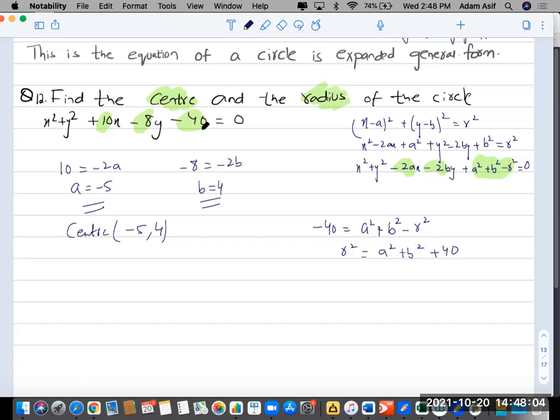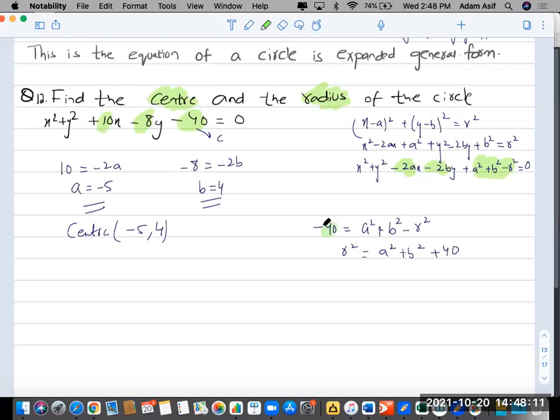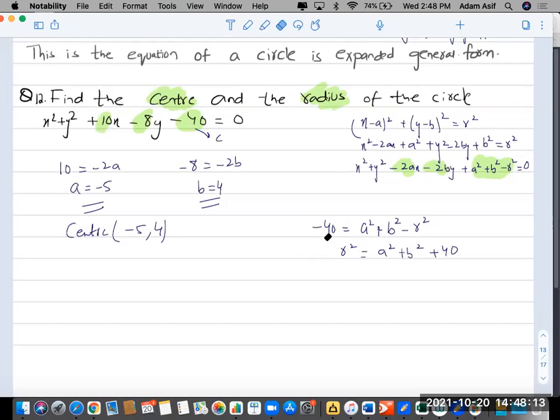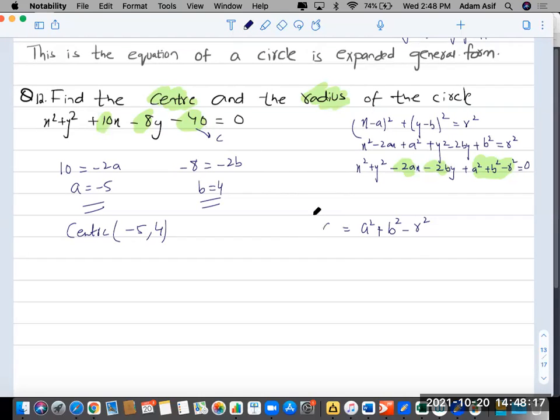बुक्स में इस term को हम कहते हैं c. तो यहाँ पे books में क्योंकि इस term को c कहा हुआ है, if you just rewrite this, this is c. So c value is equal to a square plus b square minus r square. If you want to find r, you are going to rearrange this equation, and it's going to be a square plus b square minus c. Now just plug in the value.